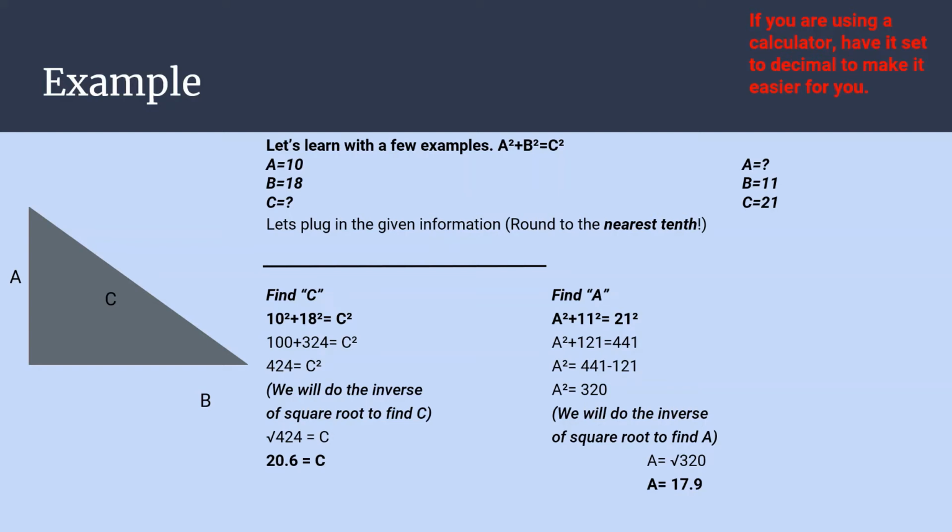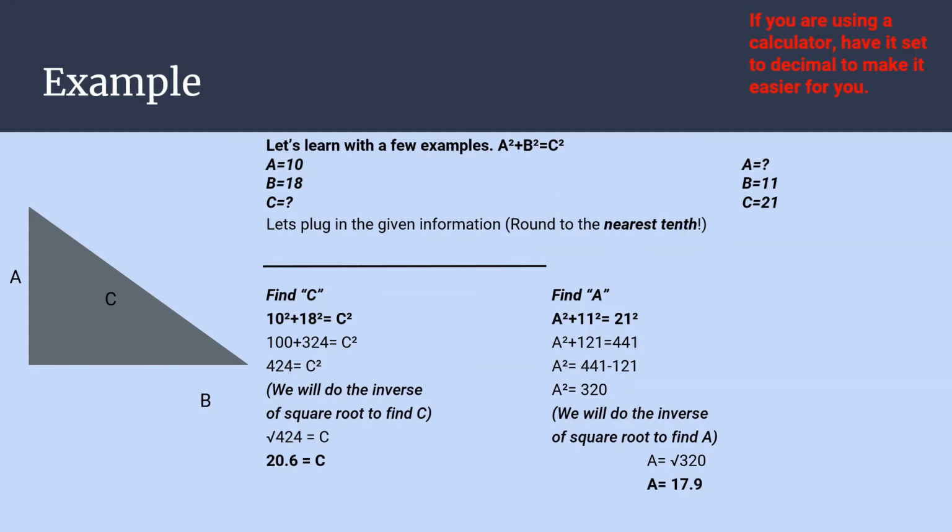To find c, we plug in a and b. So 10 squared plus 18 squared equals c squared. 10 squared is 100, 18 squared is 324. We add them together and we get 424 equals c squared. We would do the inverse of square, the square root, to find c. So we're going to square root both sides and we round to the nearest tenth, and that'll get us c equals 20.6.